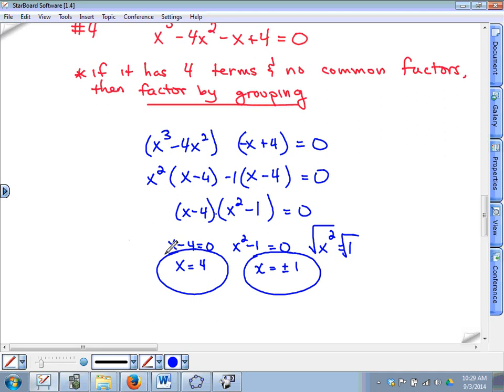And remember, you always have to factor something out of the groups. If it doesn't look like there's a common factor, what do you factor out? A 1 or a negative 1 if you need to factor out a negative 1.